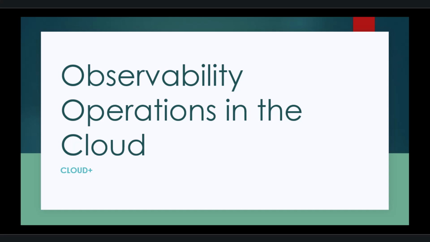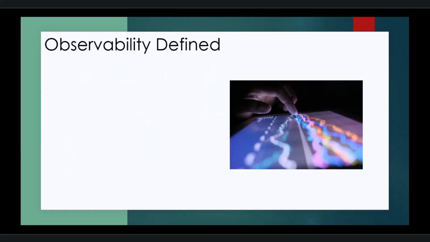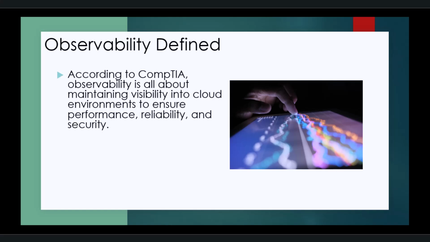CompTIA Cloud Plus, Observability Operations in the Cloud. First off, let's define observability according to CompTIA. Observability is all about maintaining visibility into cloud environments to ensure performance, reliability, and security.